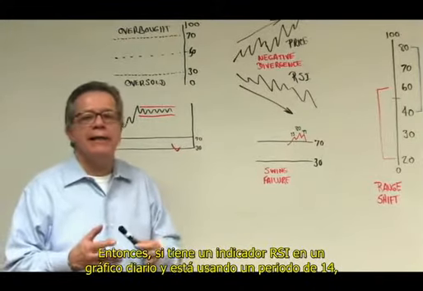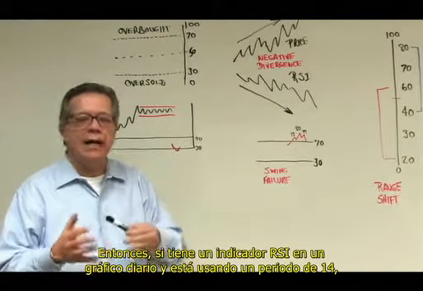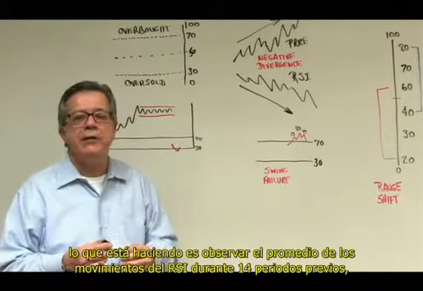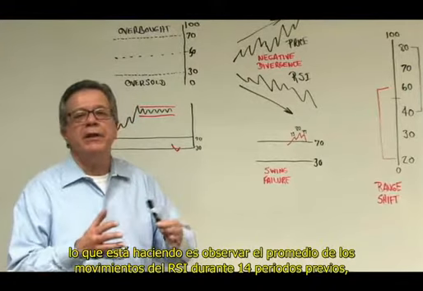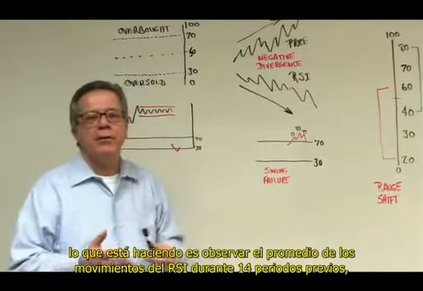So if you've got an RSI indicator on a daily chart and you're looking at a 14 period range, what it's doing is looking at the average of the RSI movement over the previous 14 periods, in this case a day.